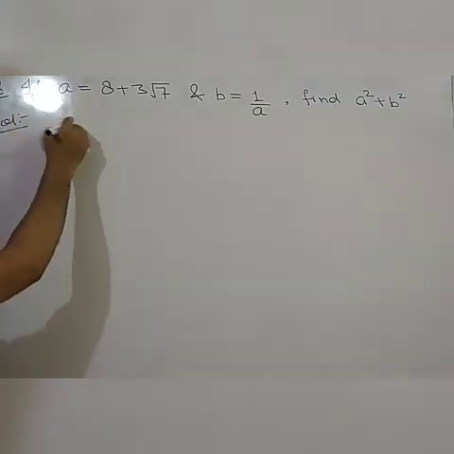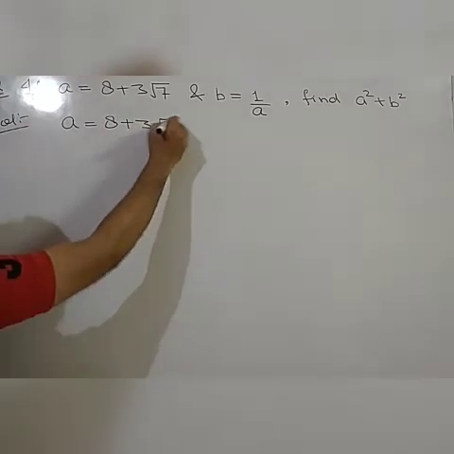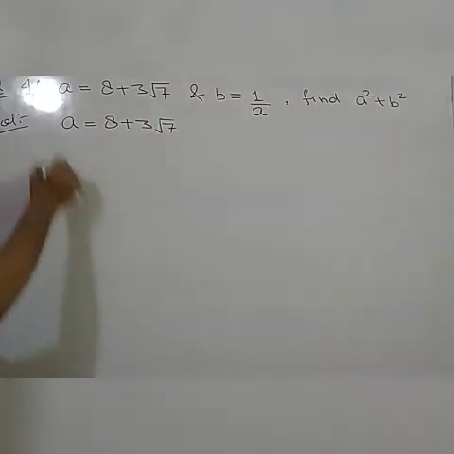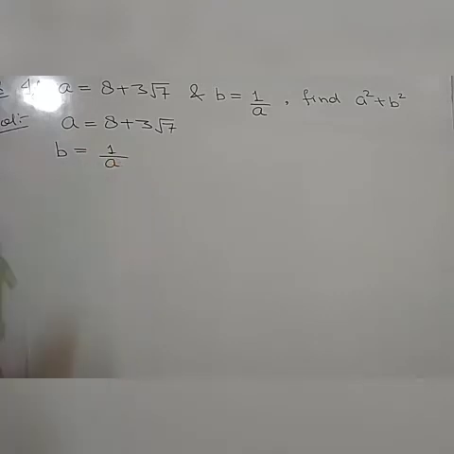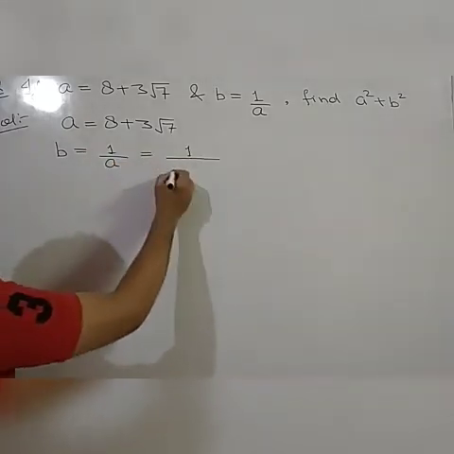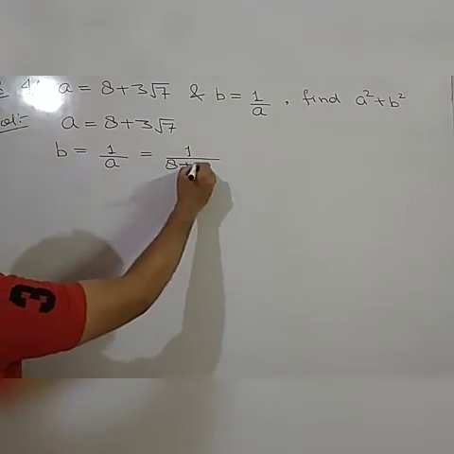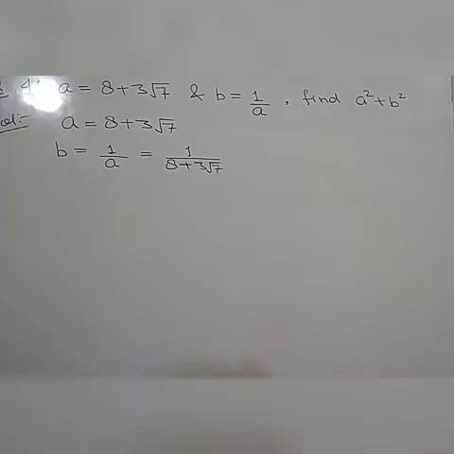What we have is a equal to 8 plus 3 root 7. So what will be the value of b? b is equal to 1 upon a. So we can write the value of a here. So b will be equal to 1 upon 8 plus 3 root 7. So it is the value of b.